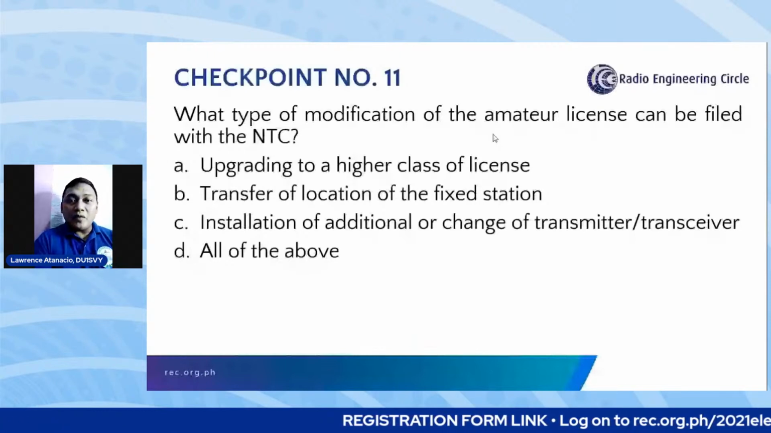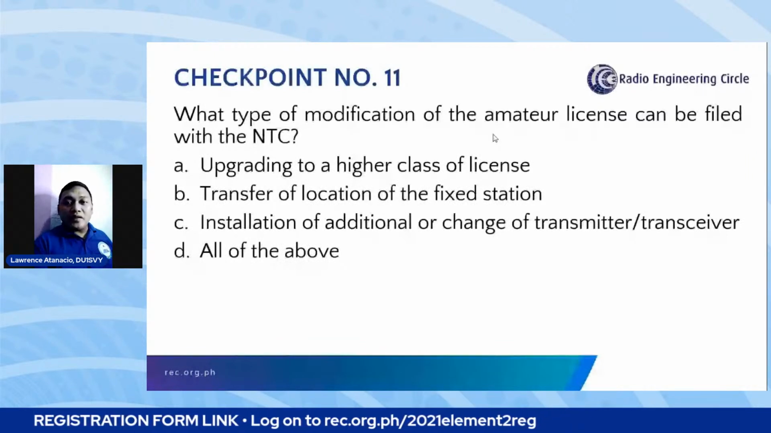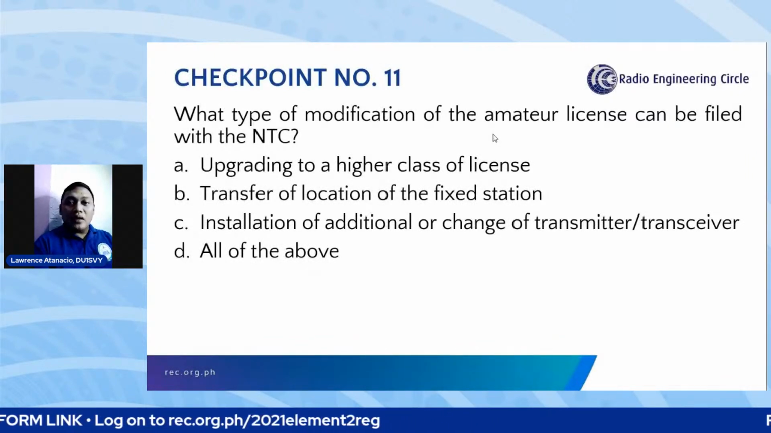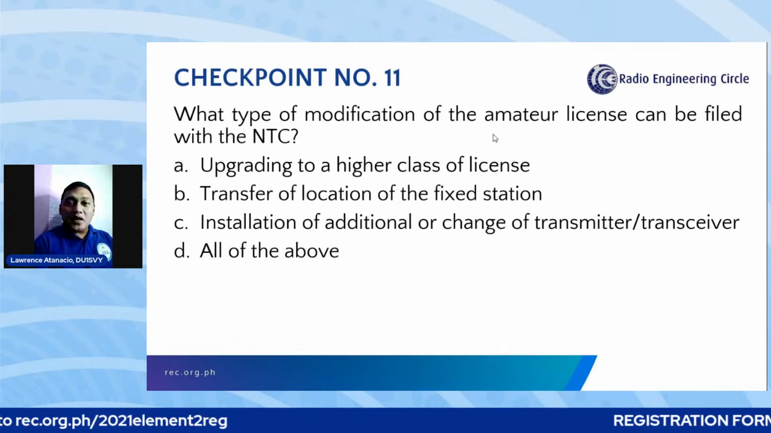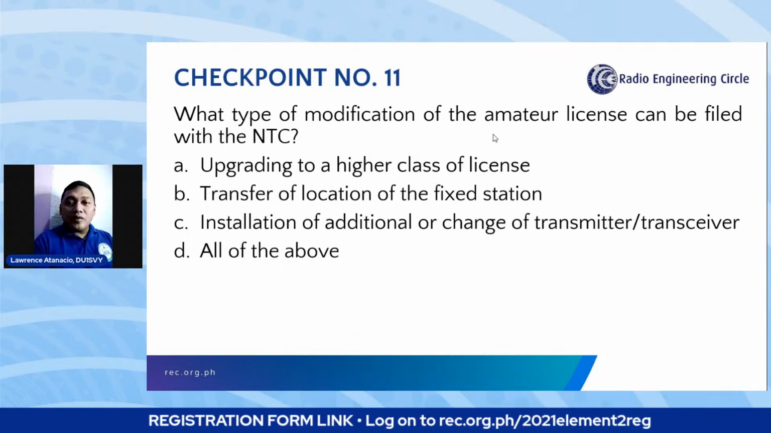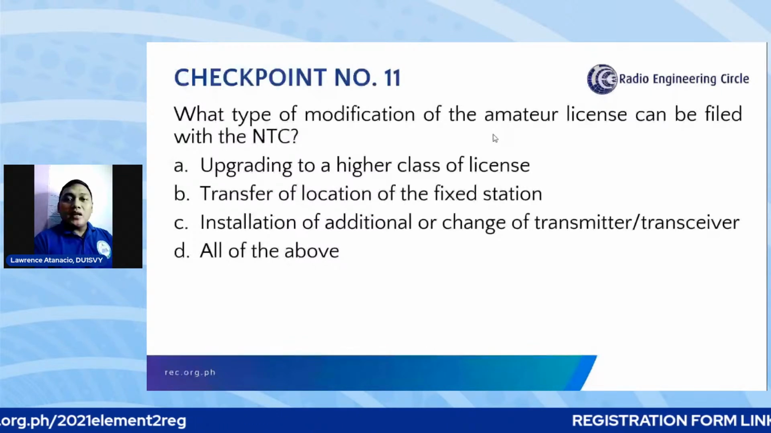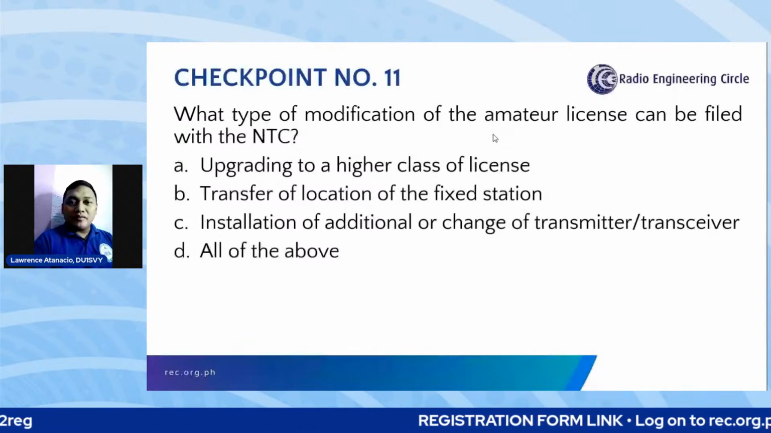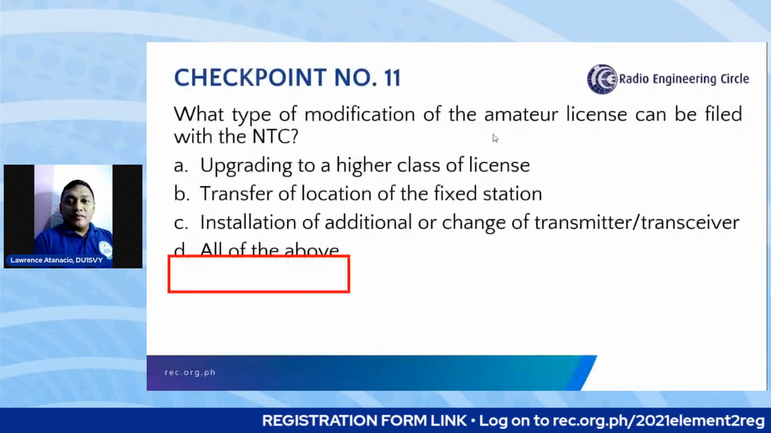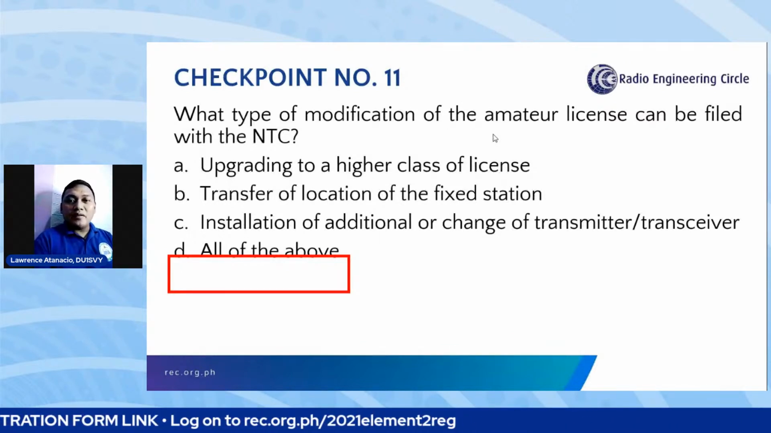Checkpoint number 11: what type of modification of the amateur license can be filed with the National Telecommunications Commission or NTC? Ano raw pwedeng i-file for modification? A, upgrading to a higher class of license. B, transfer of location of the fixed station. C, installation of additional or change of transmitter or transceiver. D, all of the above. Ano po ang tamang sagot? Okay, ang tamang sagot po ay letter D, all of the above. Next slide.